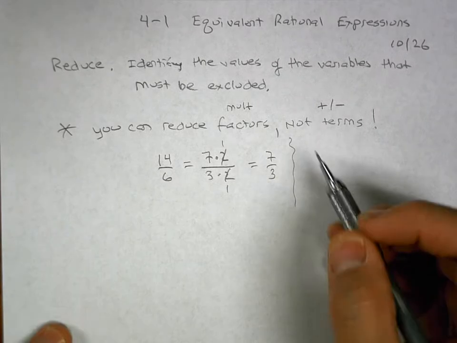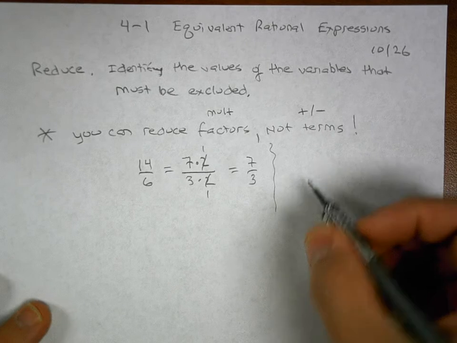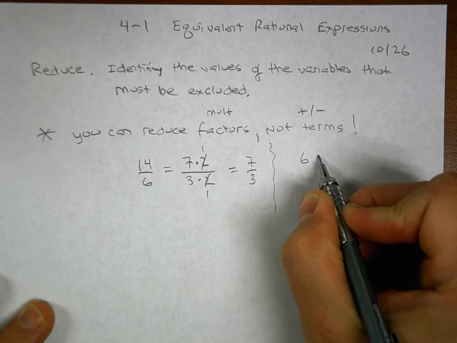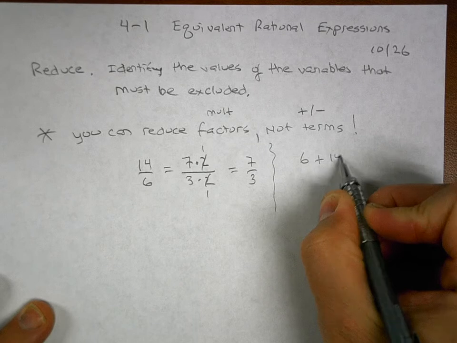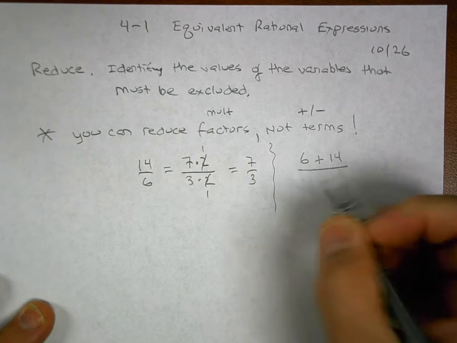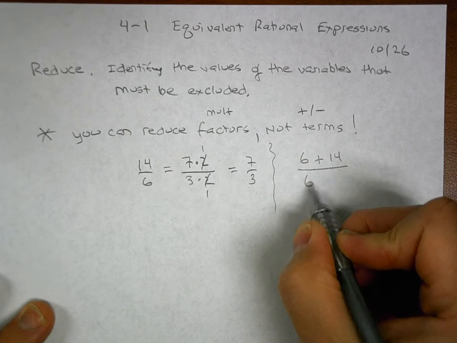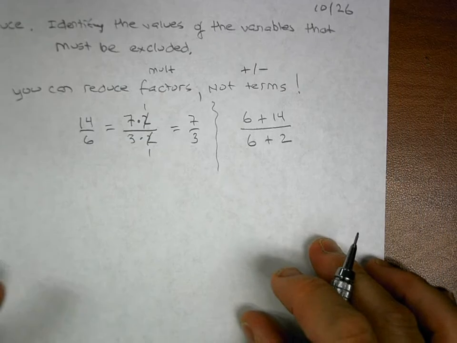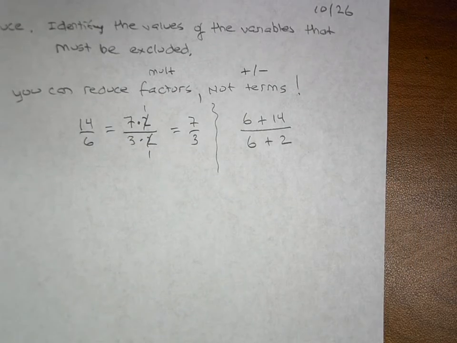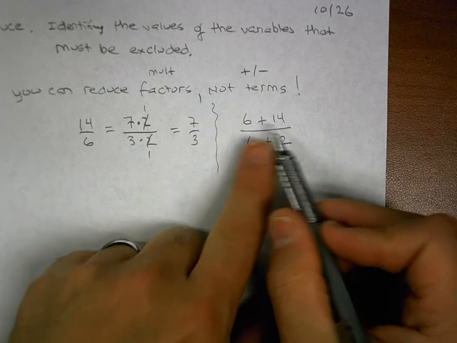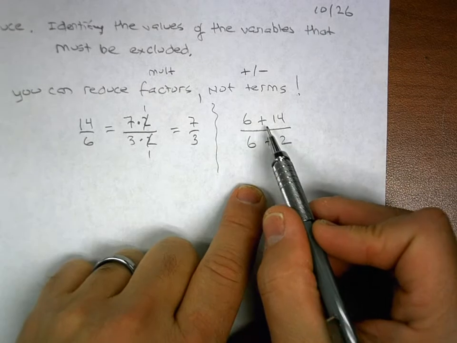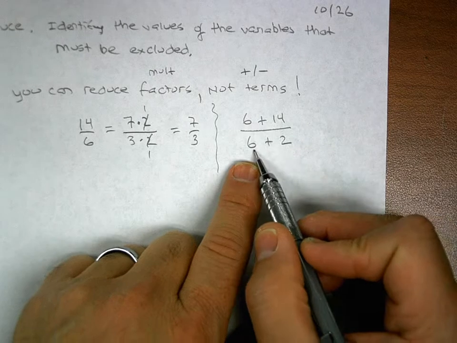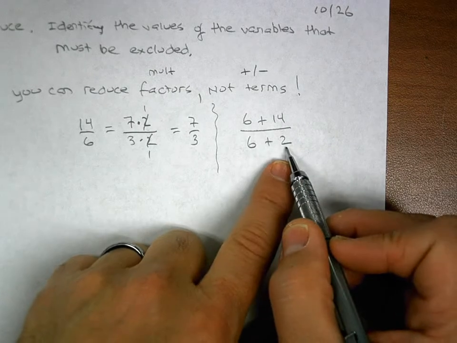Okay, and this is why. Let me write some terms here. Let's say we had 6 plus 14 over 6 plus 2. Well, these are terms. 6 and 14 are terms, right? Separated by a plus or minus. That's a term, that's a term. And also in 6 plus 2, 6 is a term and 2 is a term.